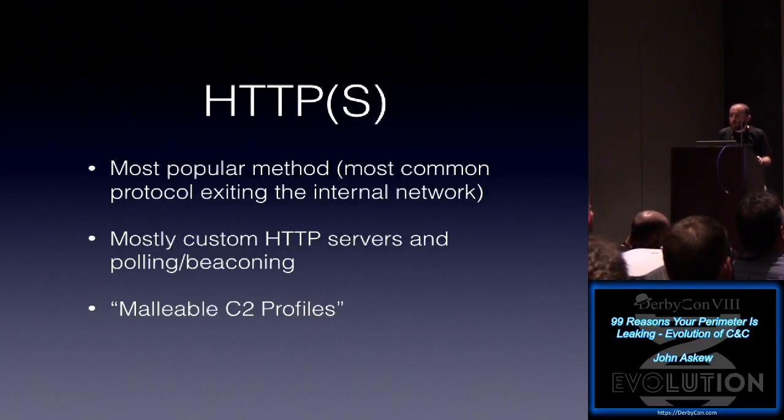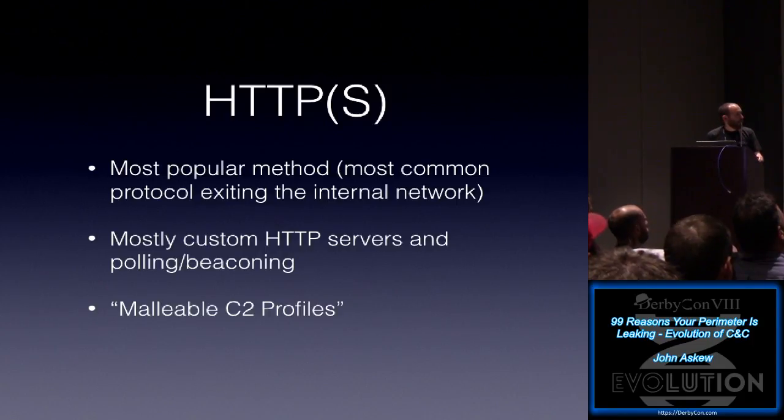HTTP is the other, well, probably the most popular method for command and control, not least of which because it's the most common protocol on the internet. And its use in command and control tends to be mostly building a custom HTTP server and a client, and then doing some type of polling or beaconing out to that server. So you build your HTTP request payload and you encode your commands into URLs or headers or parameters. You send it, and you do the same thing in the HTTP response. You encode those command and control commands within that HTTP protocol.